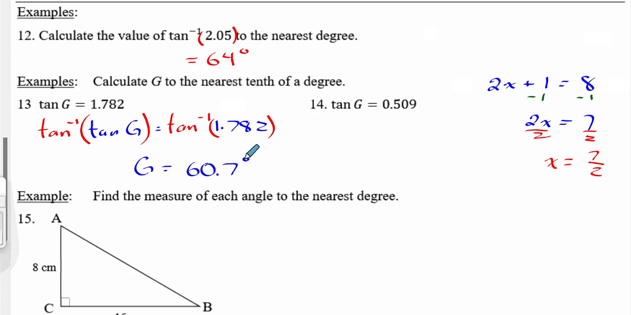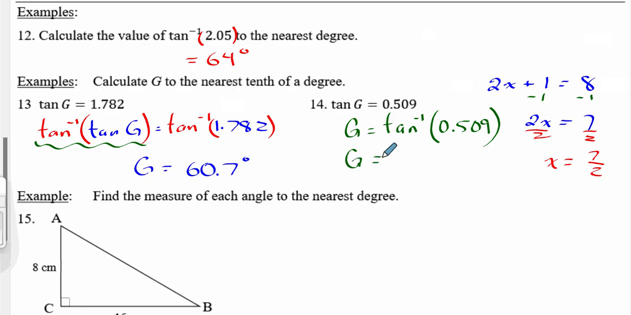So what I'd like you to show me is, first of all, this inverse tangenting of the tangent, I don't expect you to show me that. It's good to understand that that's what's actually happening, but you don't have to show me. You just have to show me, in this case, G is going to equal inverse tangent of 0.509. So actually write that down, and then tell me, what does my calculator tell me that's going to equal? So I'll plug it in and work it out.